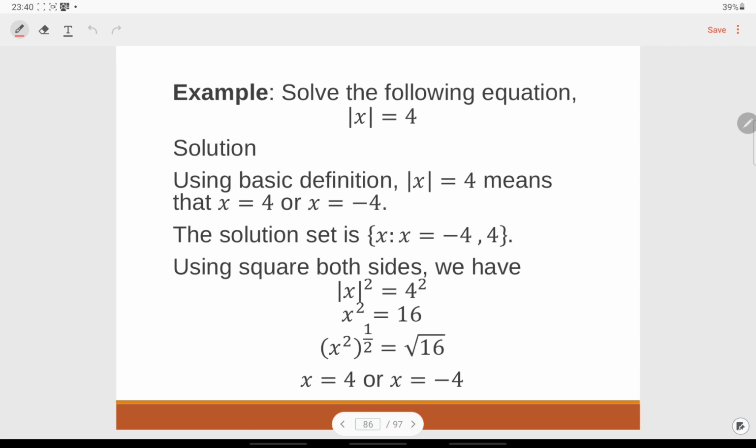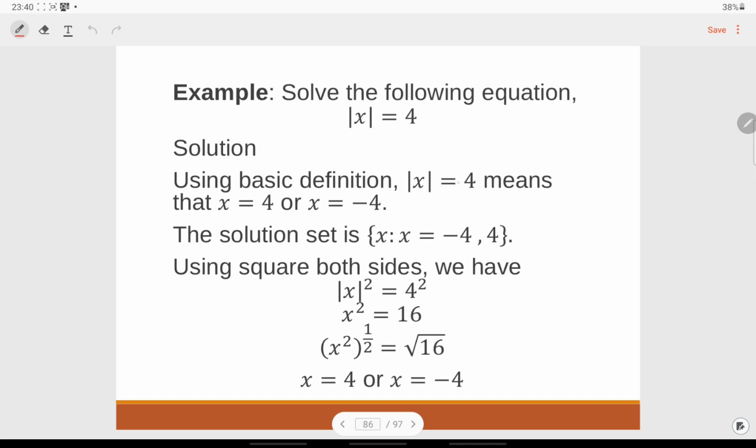Okay, solve the following equation. So we have an equation with absolute value. Okay, so we have the absolute value of x equal to 4. We want to find the value of x in order to solve the given equation. So using two methods. The first method is basic definition method. So we can use the definition of absolute value.